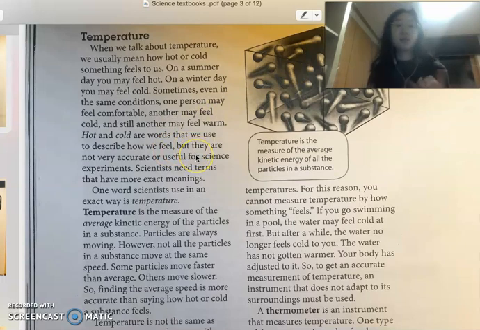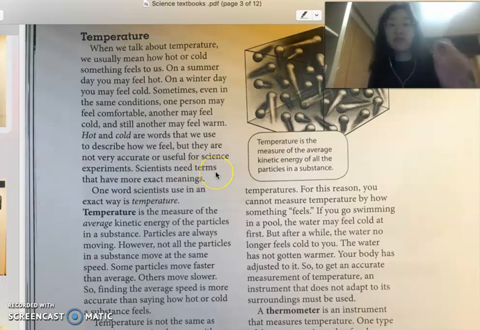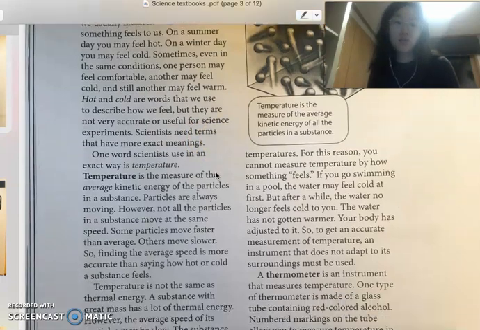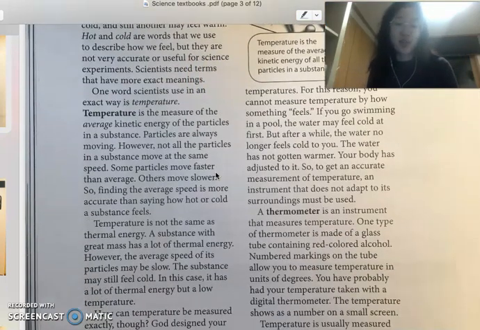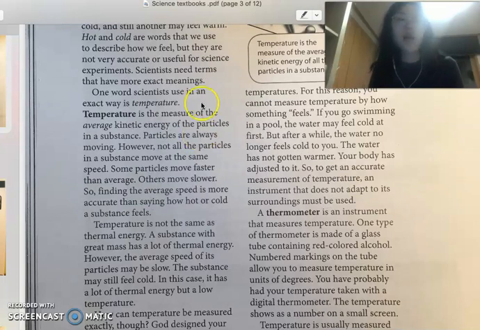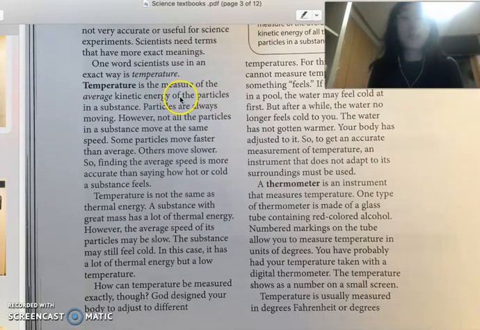That's why hot and cold are words that we use to describe how we feel, but they're not very accurate or useful for science experiments. So scientists need terms or words that have more exact meanings. One word scientists use in an exact way is temperature. Temperature is the measure of the average kinetic energy of the particles in a substance.